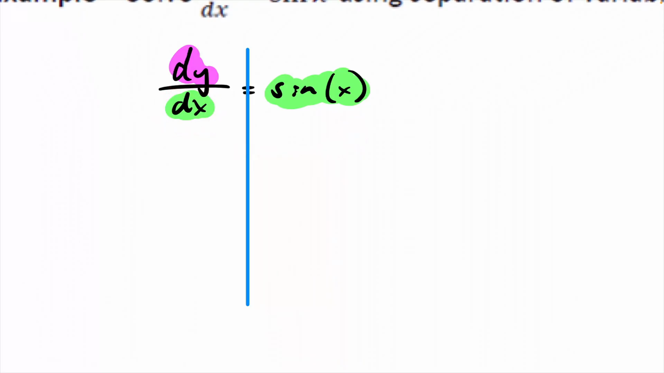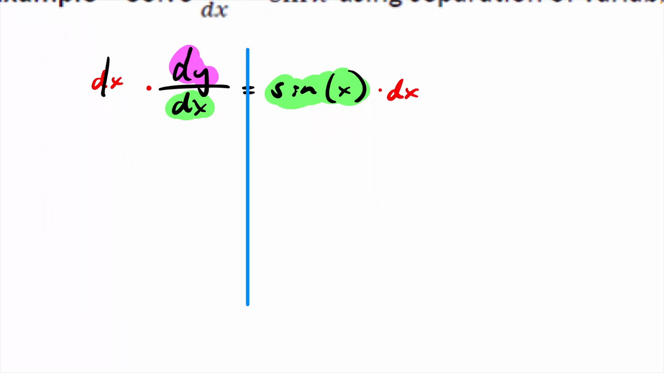Mathematically, how do I do it? I have four options. I can add, subtract, multiply, or divide. Multiply, because it's being divided. The opposite of division is multiplication. So I'm going to multiply both sides by dx.